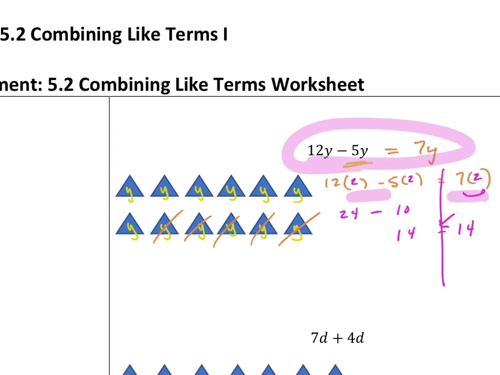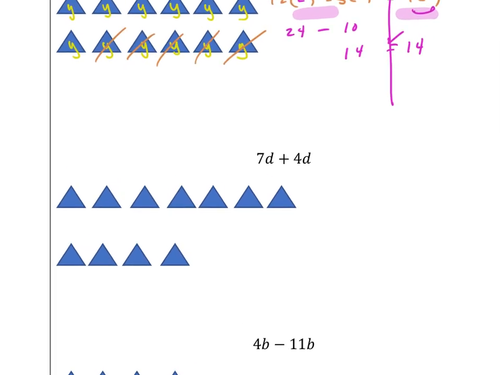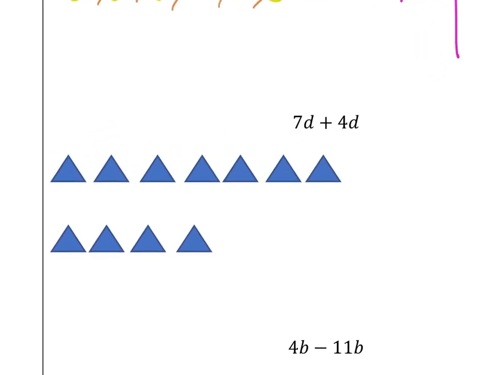Okay? Now let's look at this one. We have 7D plus 4D. Oh, look, we use the same shape. I hope that didn't freak you out. But you could use squares, rectangles. You could use anything you wanted with this. We're going to use some other things in class. We're going to use some tapes to try and get this message across too.